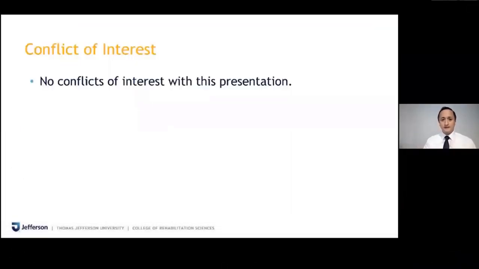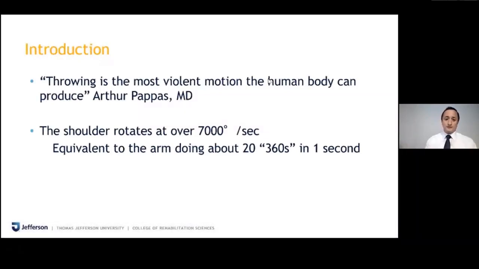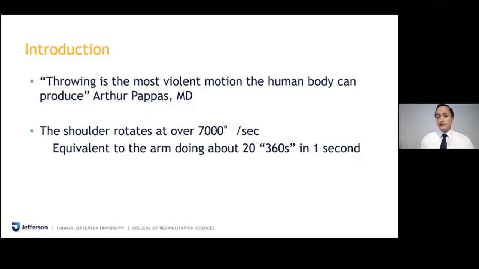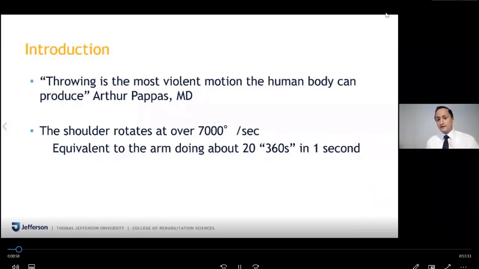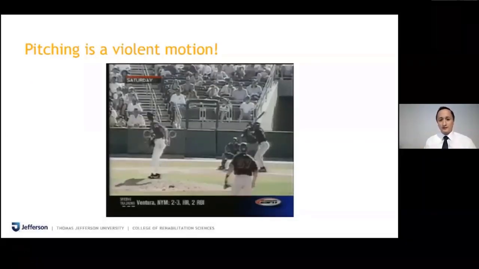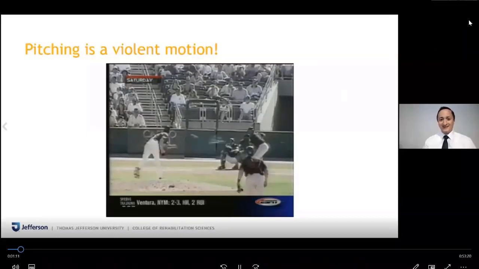I have no conflict of interest for this presentation. When we look at pitching, Dr. Pappas was one of the first to really study pitching from a mechanics standpoint, and he described pitching as the most violent motion the human body could produce. When you look at the biomechanics, it makes sense. It has been shown that the shoulder rotates at over 7,000 degrees per second. To put that in perspective, that's like the arm doing about 20 360s in 1 second. Incredibly fast, violent. To show you how violent pitching can be, here's an old clip of Randy Johnson, and that bird was in the wrong place at the wrong time.